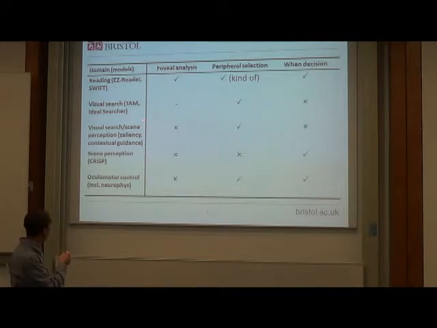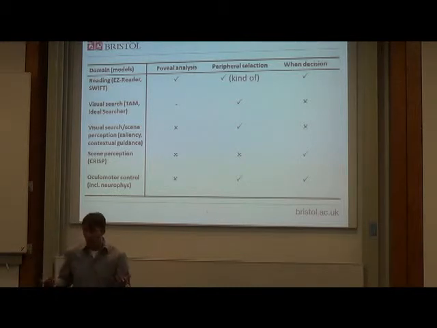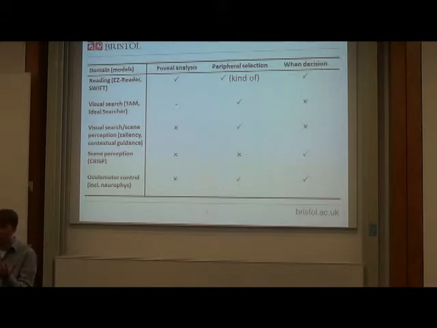I've put a dash here for these models because what those models do is basically assume that you have some target template and that you match that template with the incoming image in all possible locations in parallel, including the fovea. Okay? And the information that you're matching it to is just better in the fovea. So there's nothing inherently different about foveal and peripheral processing in these models, other than the quality of the information.